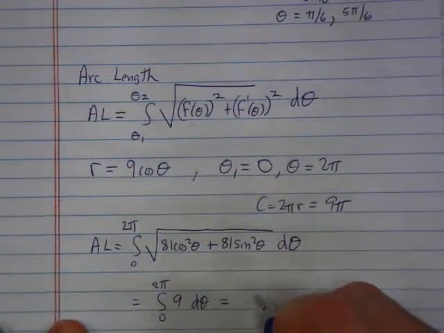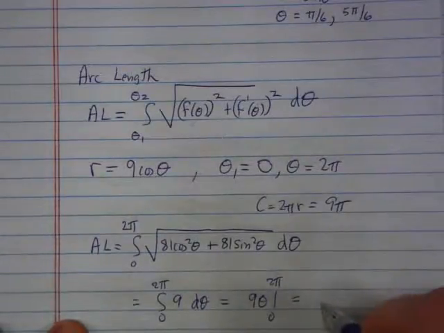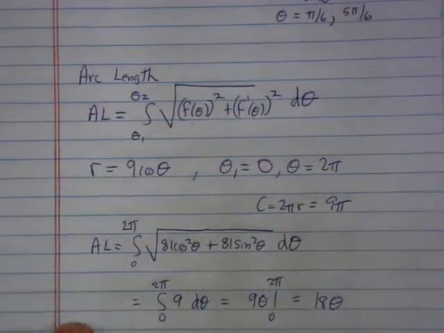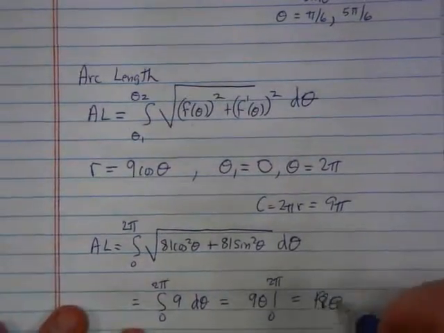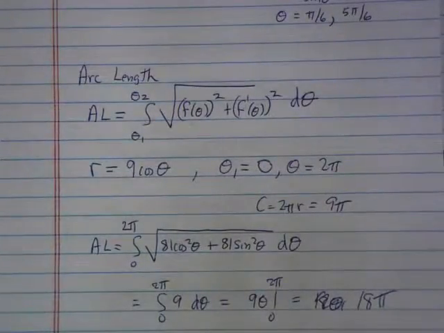So that's 9 theta evaluated at 0 and 2 pi. So we get 18 pi. We don't get the right answer. Why not? We made a very simple mistake. Again, you have to be very careful of your bounds here.